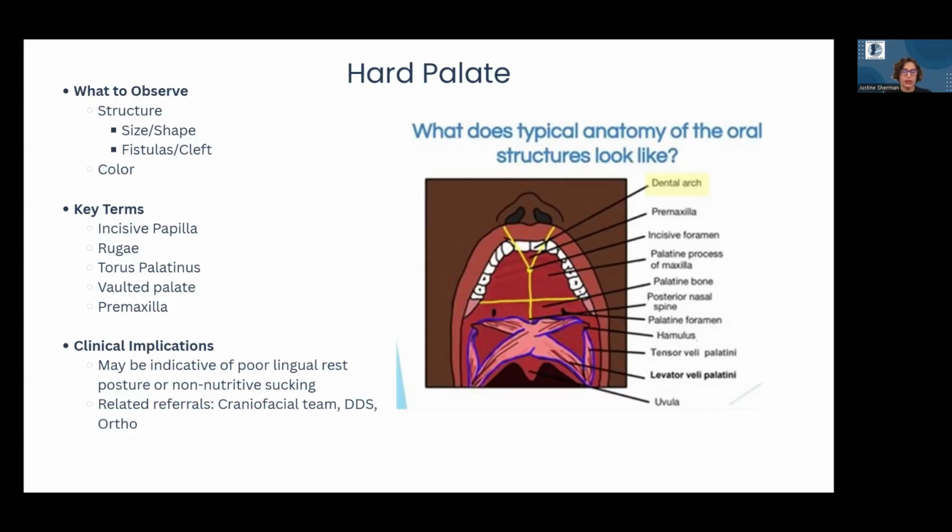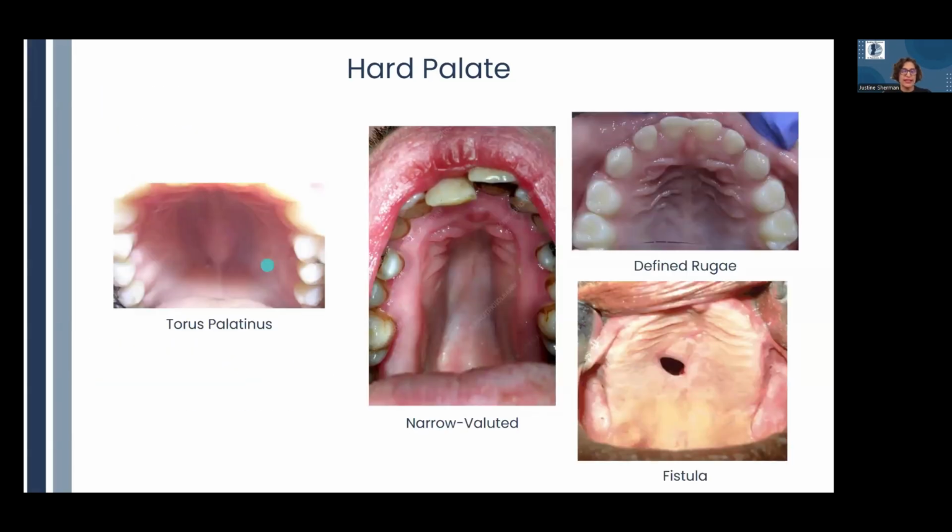So let's quickly look at pictures of the hard palate. This is a torus palatinus. It is just a bony protuberance. We are not worried about that. This is a very narrow and vaulted palate.